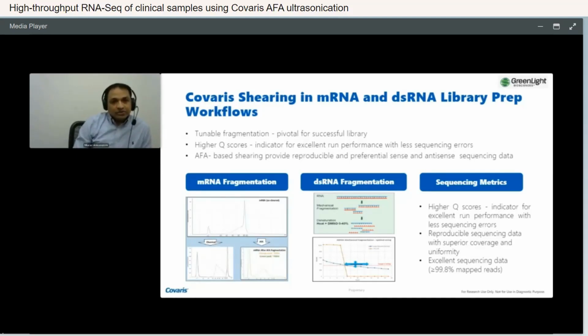Also, they have observed better coverage at the genomic level, which helps to evaluate the gaps in genome assemblies.